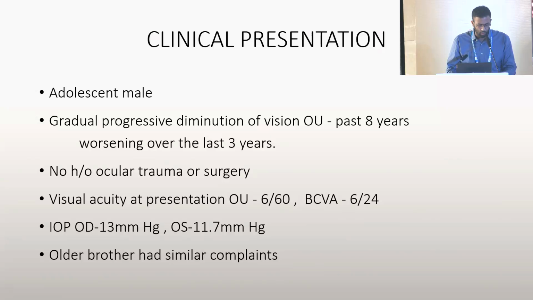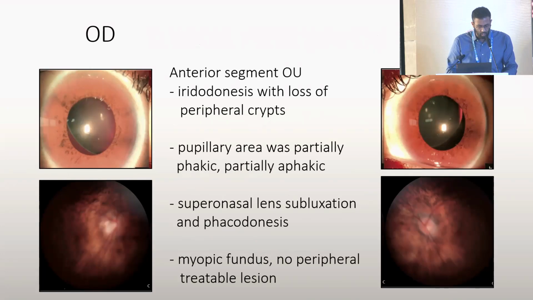There was no history of ocular trauma or surgery. Visual acuity at presentation was 6/60 both eyes, best corrected to 6/24. IOP of both eyes was within normal limits, and as expected, the older brother had similar complaints. On ophthalmic examination, the anterior segment had iridodonesis with loss of peripheral crypts. The pupillary area was partially phakic, partially aphakic. Superonasal lens subluxation was visible with phacodonesis, and there was a myopic fundus with no peripheral treatable lesions.